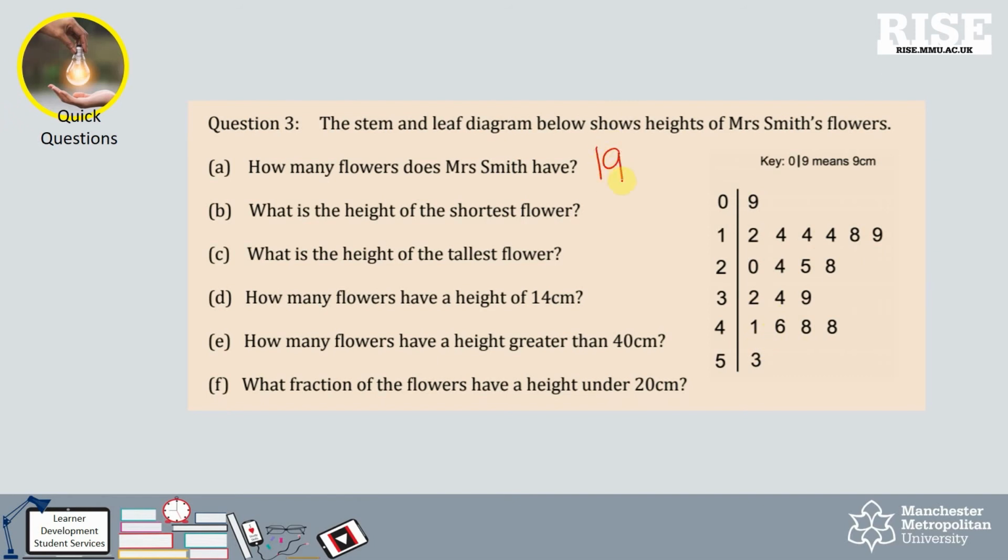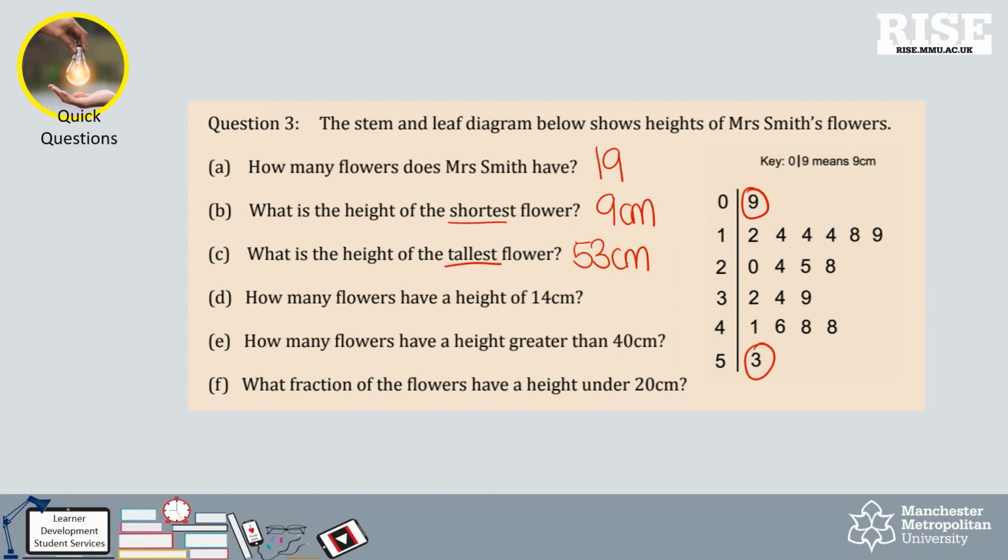She has 19 flowers. The height of the shortest flower would be the very first one, which is this 9, and it says 0,9 is read as 9 centimetres. So 9 centimetres is the shortest flower. The tallest one would be the very last one. So that 5 and 3 is read as 53 centimetres.